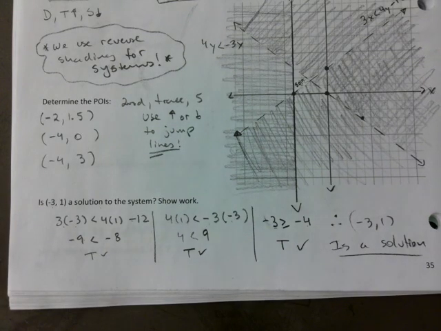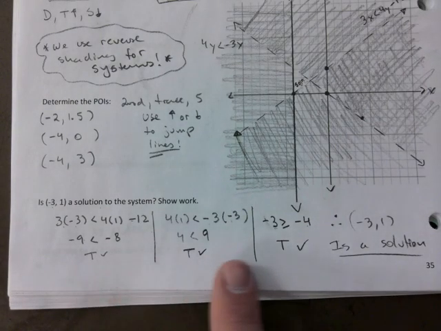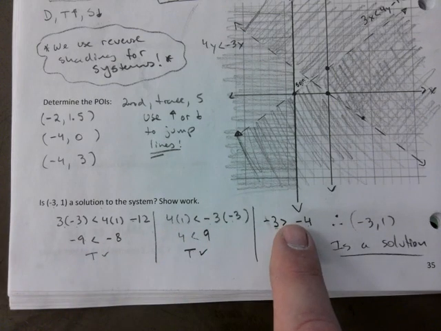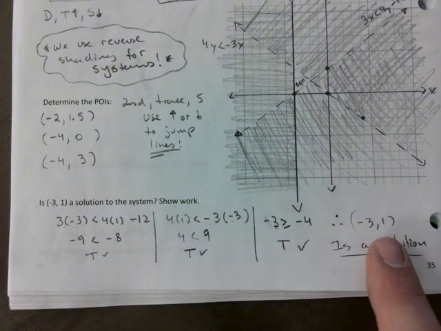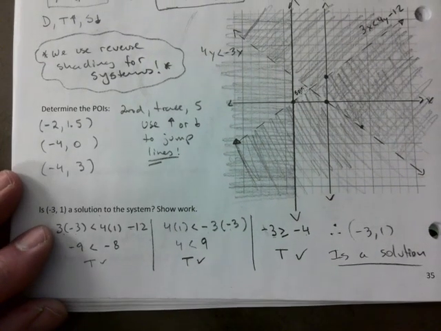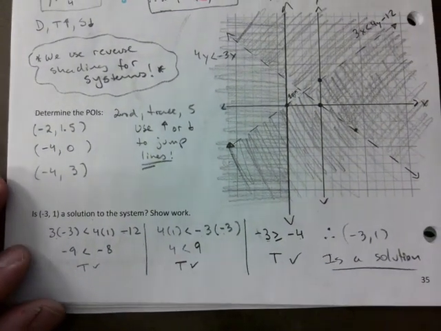So you need to plug this in, especially if it's worth marks. Don't just say, yeah, it looks like it kind of does, right? Make sure you plug it in and check for all of them to be true. If you happen to pick one where, let's say, the first one was false, don't bother with the rest. Just stop right there and say, hey, no, not a solution, because it needs to be true for all of them. Okay. All right.